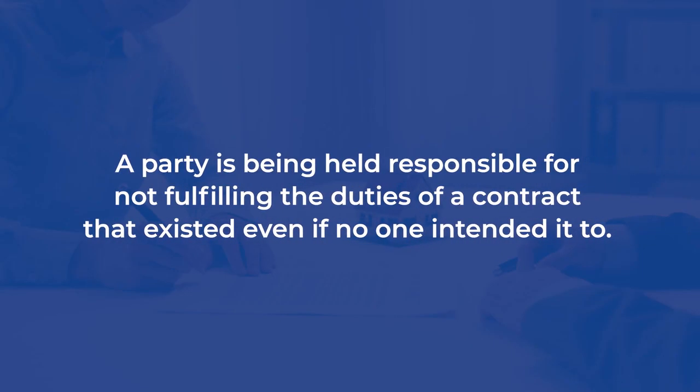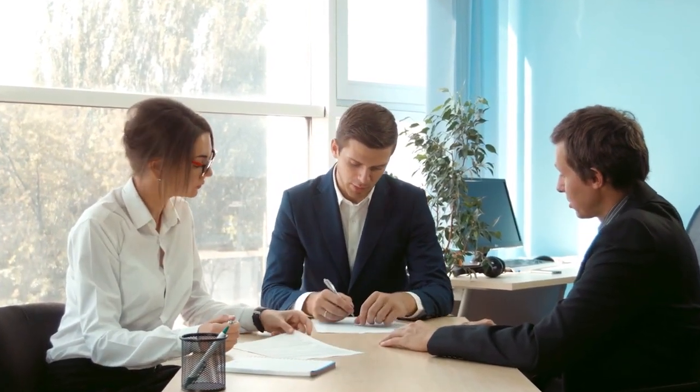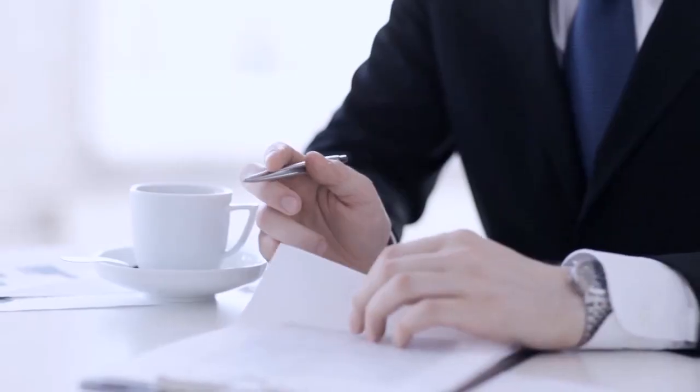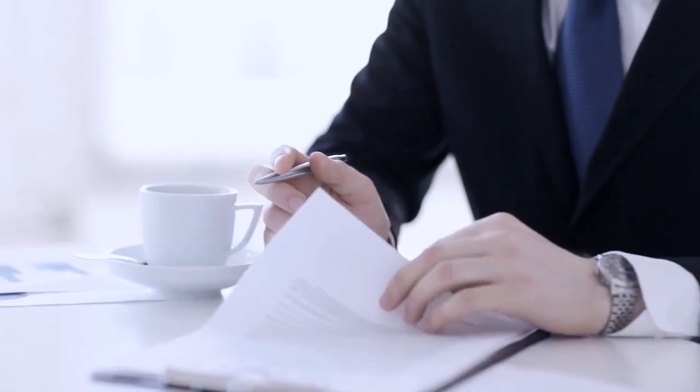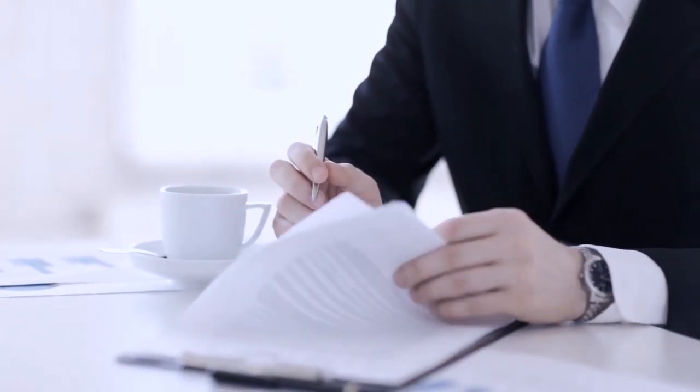In this situation, a party is being held responsible for not fulfilling the duties of a contract that existed even when no one intended it to. Similar to the idea of apparent authority and agency created by estoppel, the party's statements or actions were enough to establish an agreement with the other party. The implied contract is being applied as a way to require one party to provide the other party with something that should have been delivered.